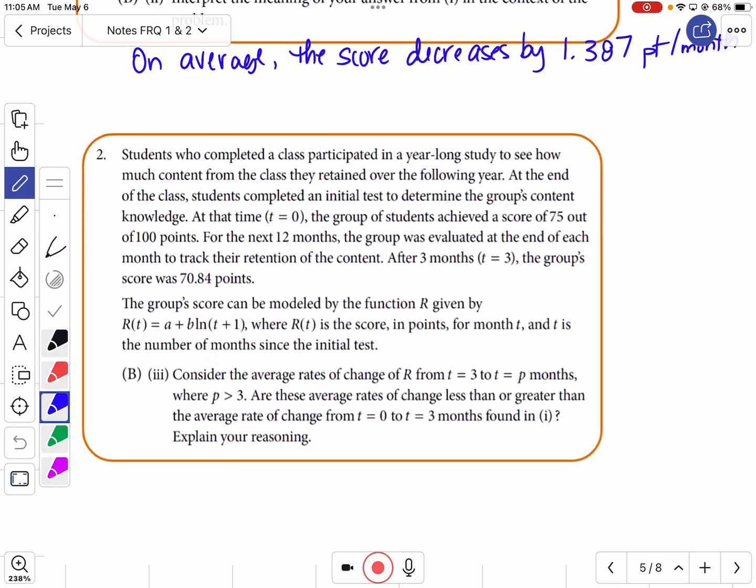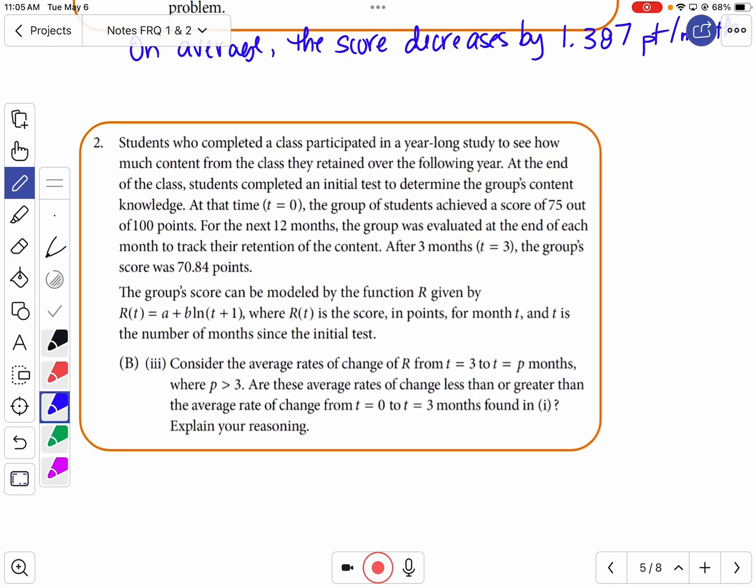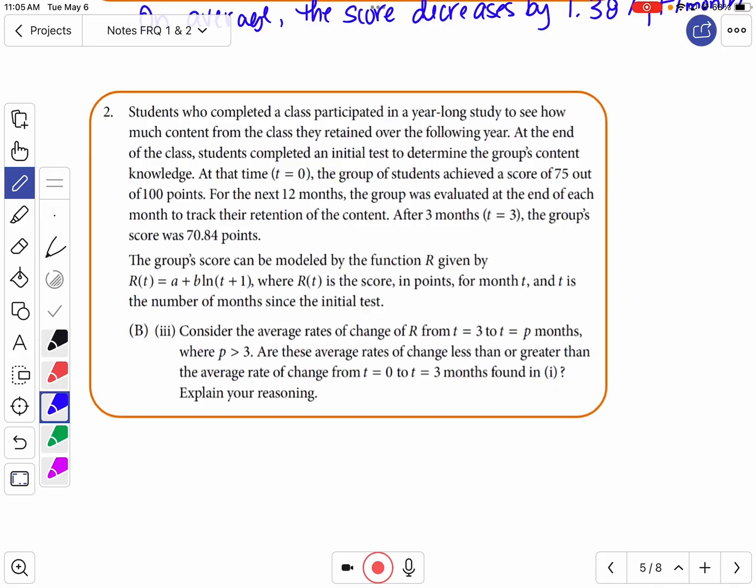Then we get to Part 3, or Part B. It says consider the average rates of change of R from T equals 3 to T equals P months, where P is greater than 3, so we don't know how many. Are the average rates of change less than or greater than the average rate of change from T equals 0 to T equals 3 months found in Part 1? Explain your reasoning. Now, let's just think about this for a second.